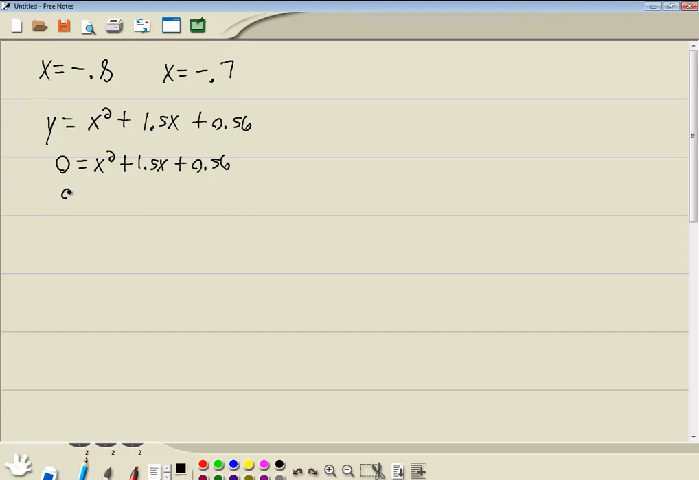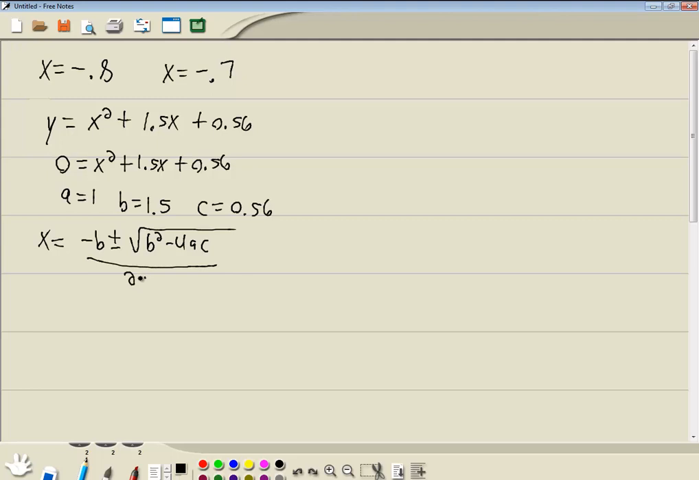Now remember the quadratic formula. Whatever number is in front of your x squared is your a, which is 1. Whatever number is in front of your x is your b, which is 1.5. Whatever your number is at the end is your c. So again, a is what's before your x squared, b is what's before your x, and c is your number at the end. Our quadratic formula is x equals -b plus or minus square root of b squared minus 4ac all over 2a.